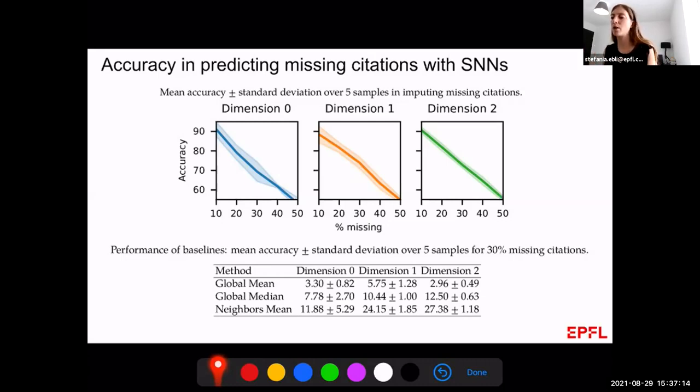And we trained a neural network in dimension 0, 1, and 2. We trained up to dimension 2 because of computational cost. Already going to dimension 3 had high computational cost.